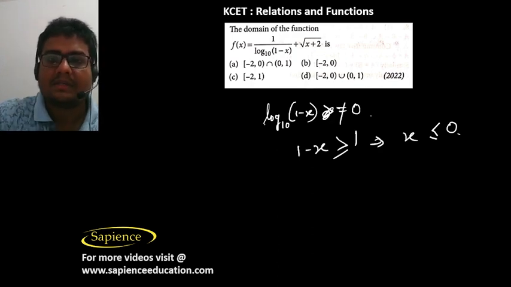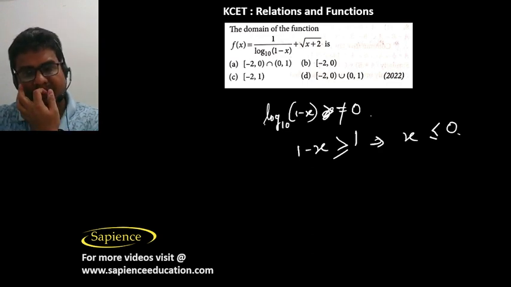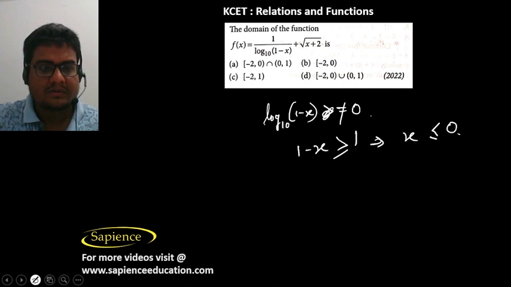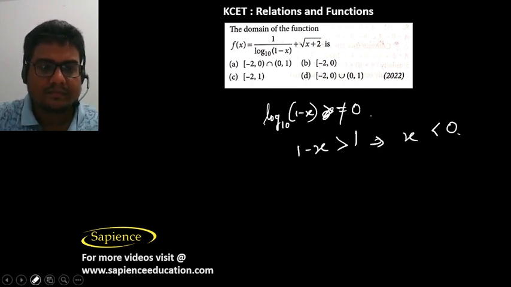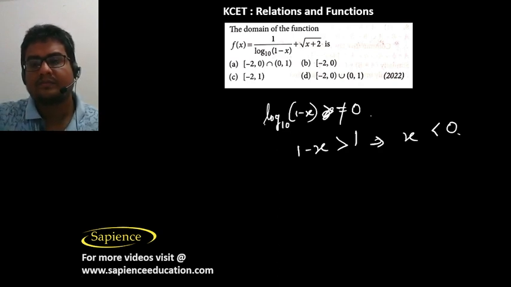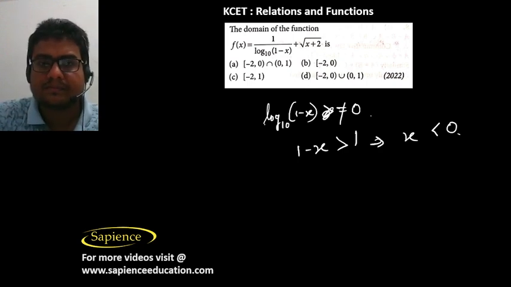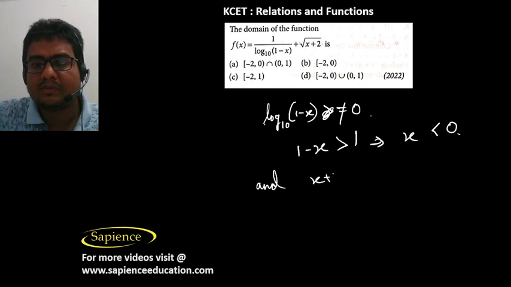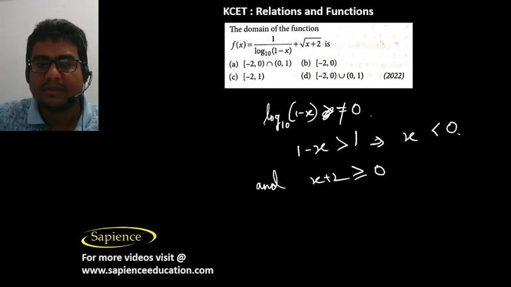Since this value we cannot take as 1, x should be less than 0, and also x plus 2 should be greater than or equal to 0, since it is under the square root, it cannot be negative. So x should be greater than or equal to minus 2.